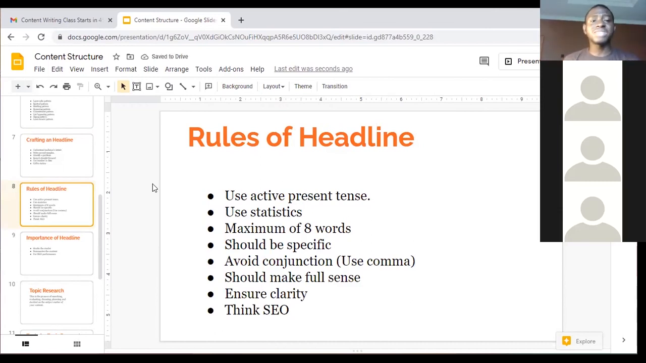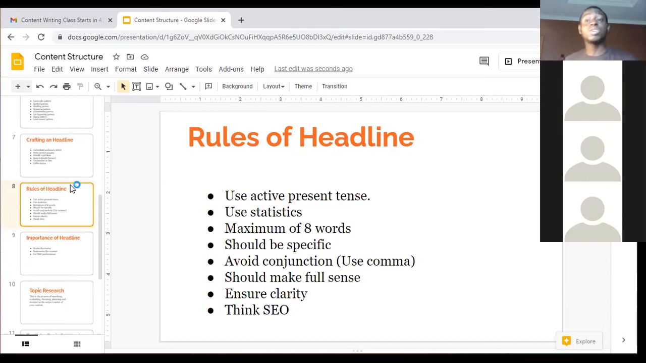I know a whole lot of us have issues crafting a headline, but these are pure rules. There are a whole lot of them, but I've really niched it down to, I think we have about 8 or 7 here already. Use active present tense. You shouldn't use past tense in your headline. Use present tense, and you don't just use present tense, it should be active, right? Use statistics. I mentioned that earlier. Experts recommend that your headline should be about 8 words. If it's 12, cut it down.